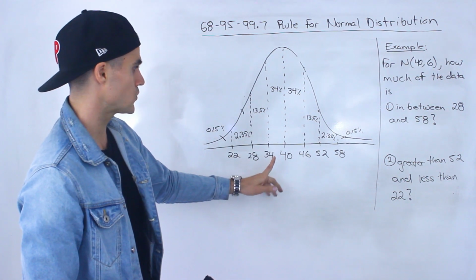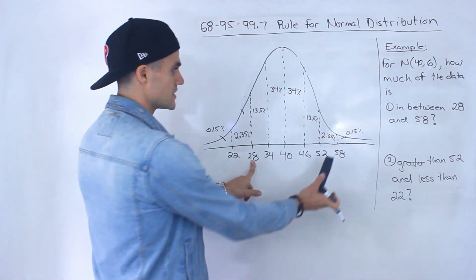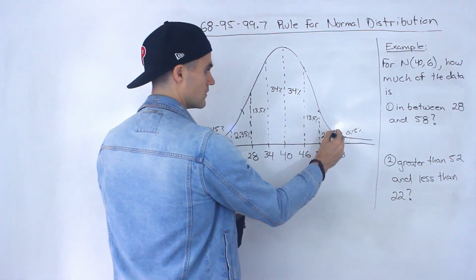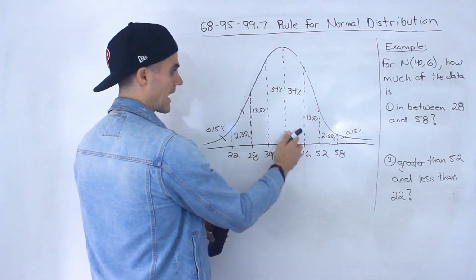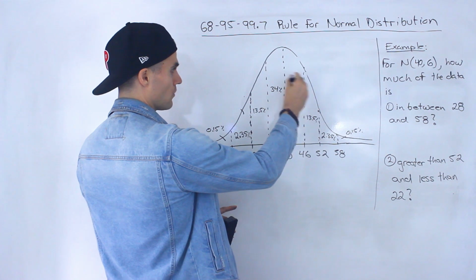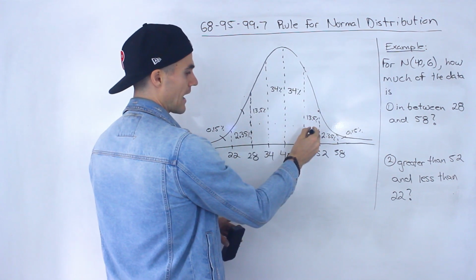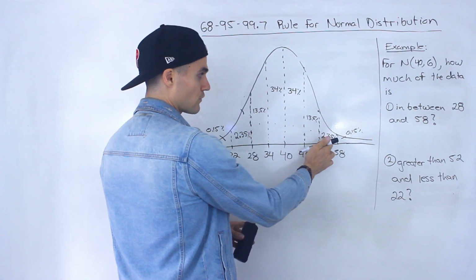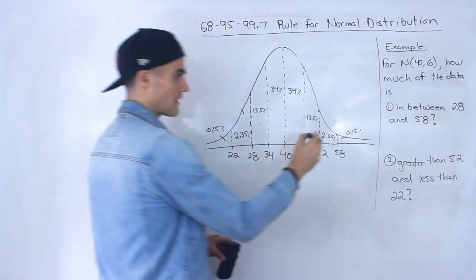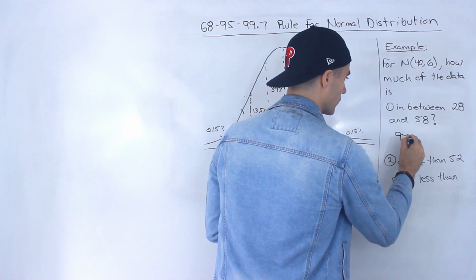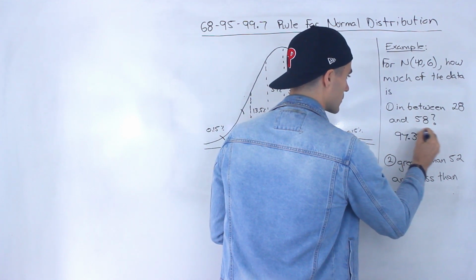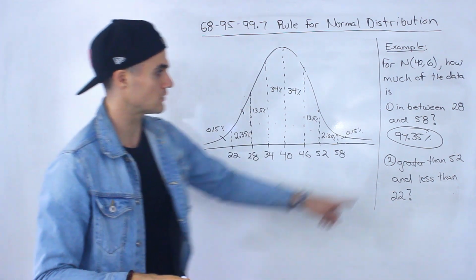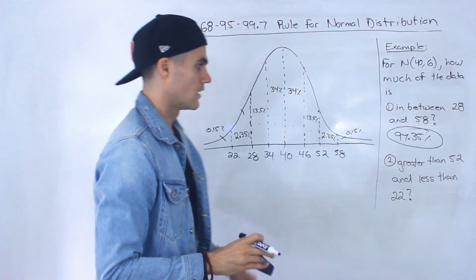So in between 28 and 58, so basically in between this value and that value, we can just add these areas here. So we actually know that this and that add up to 95. Then we've got to add this 2.35. So 95 plus 2.35 would give us 97.35%. So that's the answer to number 1. So look how detailed we're getting.